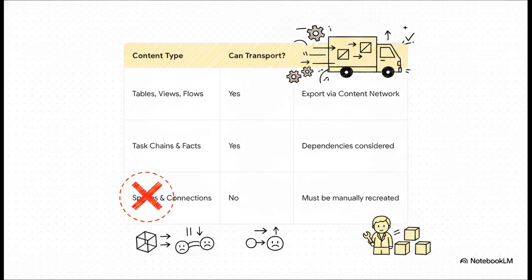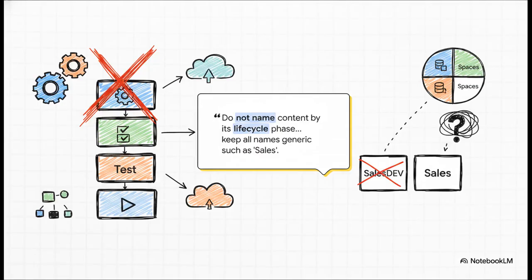You can easily package and transport local tables, views, and flows. But look closely at the bottom row. Spaces and connections cannot be transported. They literally have to be manually recreated in the target system, and their IDs must match exactly before you try to import any content into them. Since objects relate to each other by ID across your entire landscape, we strongly, heavily recommend dedicating one whole Datasphere tenant per environment.